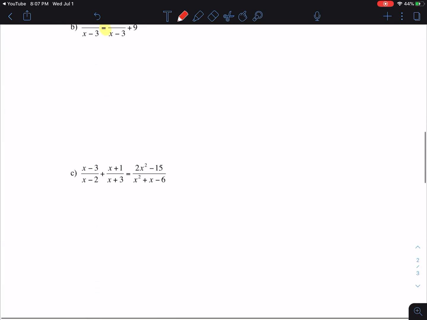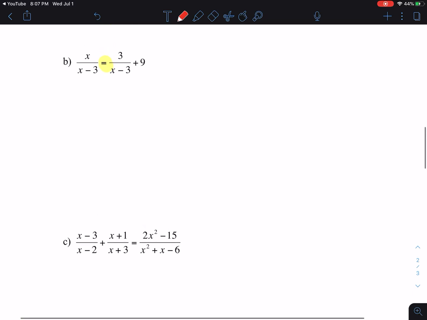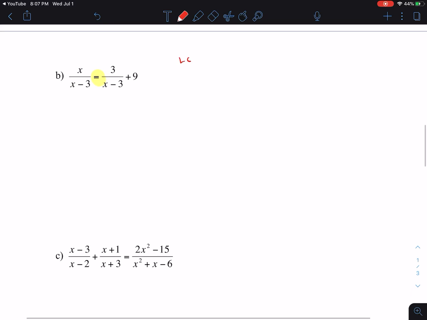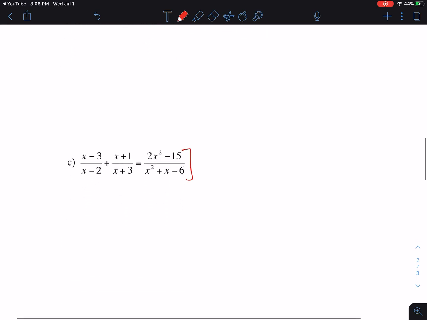So here's some more examples. I'm just going to let you guys work on this one. The LCD in this case is x minus 3. So you want to multiply that to the entire equation, x minus 3. Don't forget to distribute when you multiply that. In this case, the LCD will be x plus 3 and x minus 2. I'll let you guys work that out.